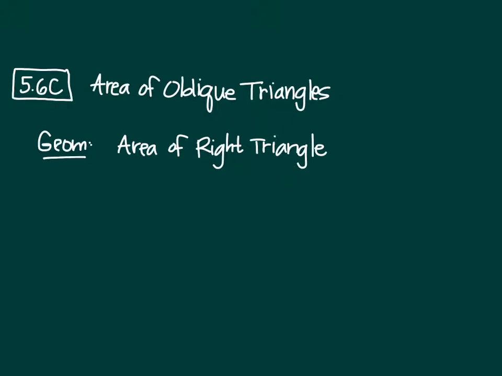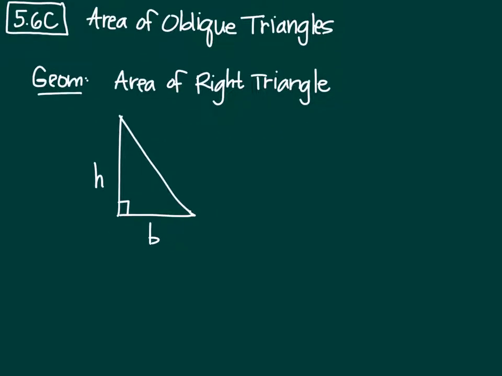And it looked like this. Ooh, that was not so good. Okay, and we had a base, and we had a height, and it had a right corner. And the formula for that, anybody remember back from gym? Okay, area is 1/2 base times height.